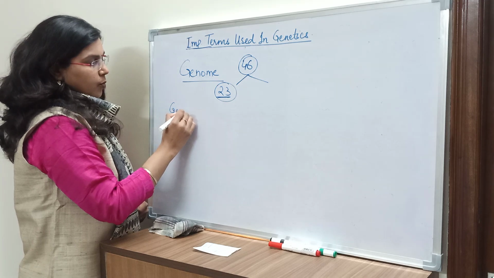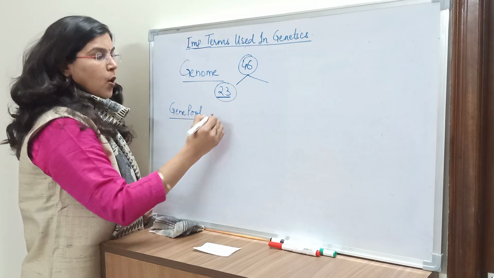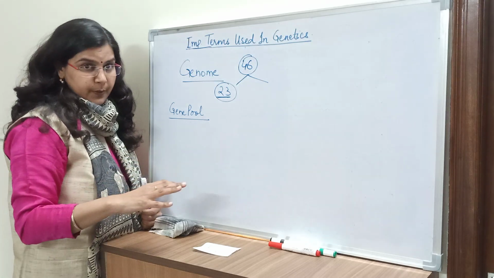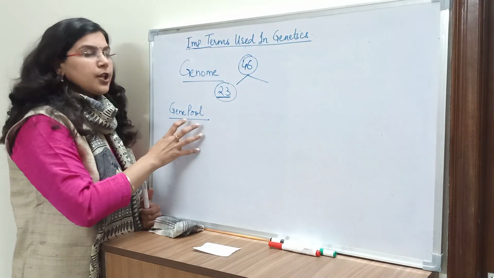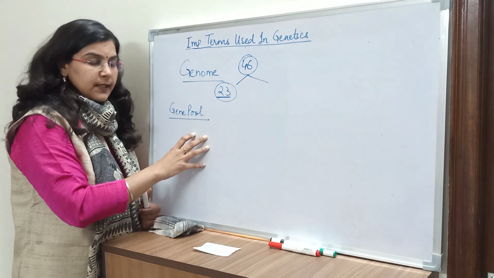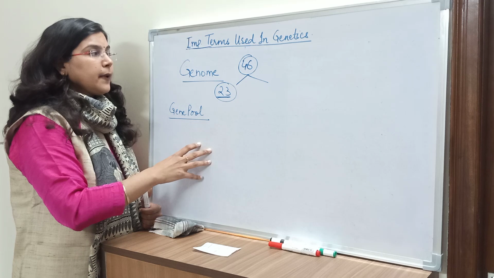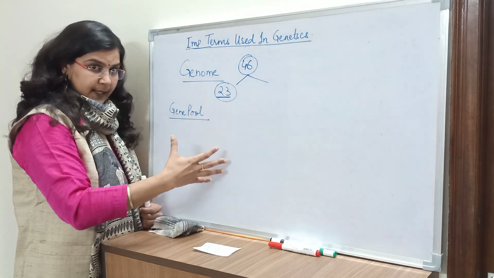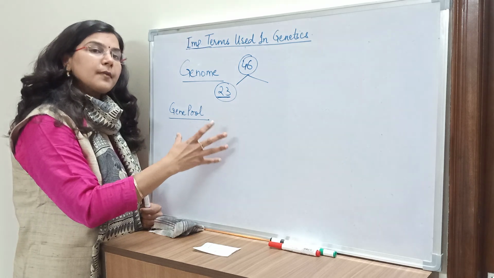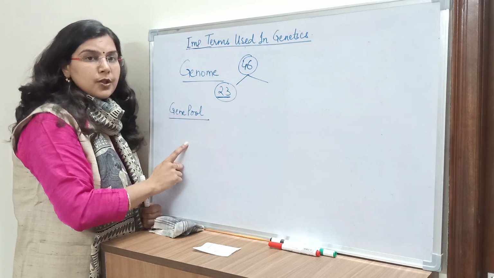Then, what is the gene pool? If I sum up all the genotypes of all the individuals in a population, that will constitute the gene pool. Let me give you a very simple example. There is a class of around 50 students, right? So all the genes of those 50 individuals, the total number of genes in them on all the chromosomes, if I pool them, if I take them in totality, that constitutes the gene pool.